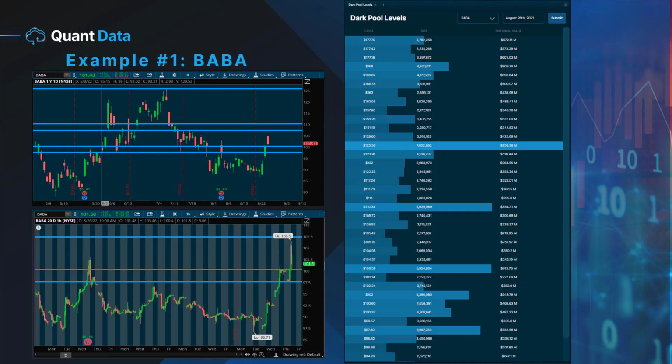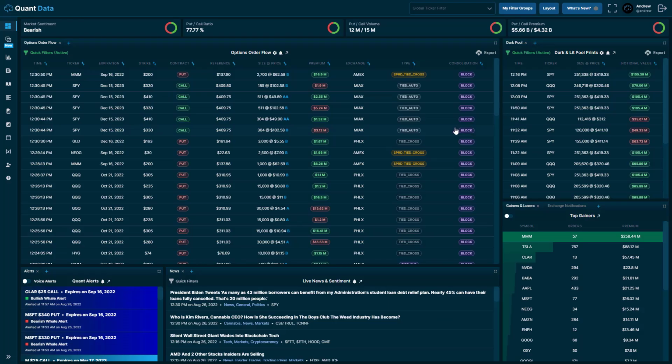Before we move on to the next example, I'm also going to show you where on the Quant Data platform you can access these dark pool levels. So let's go ahead and switch over to the Quant Data platform, and we'll go from there. Alright, so this is the main dashboard of the Quant Data platform. Once you're on the platform, you'll go over to the left-hand side. You'll see a sidebar with all of our different tools. You'll come down to where it says historical dark pool and dark pool levels.